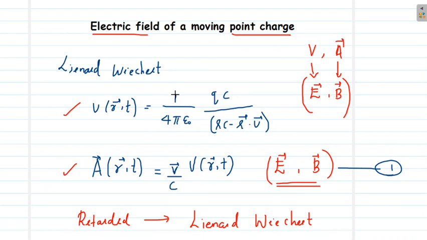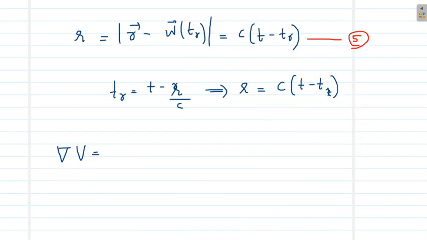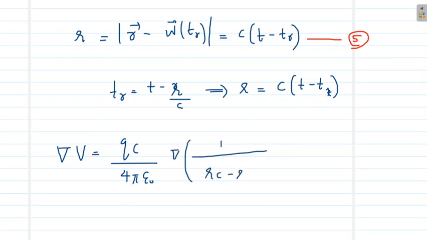So if you look here, there are plenty of constants. Qc by 4 pi epsilon 0 is the constant, and we need to take the gradient, del, of 1 by (Rc minus R bar dot V bar). So it is Qc by 4 pi epsilon 0 into del of 1 by (Rc minus R bar dot V bar). So how do you take the gradient of 1 by r? Here we have 1 by a function, not just r.